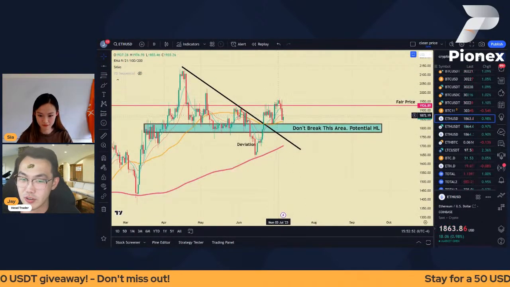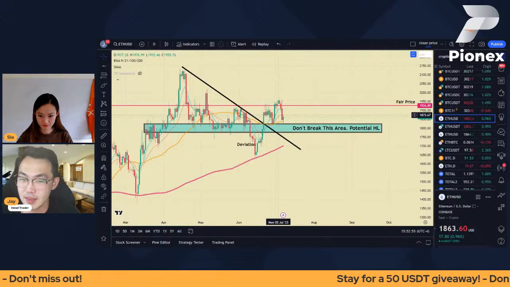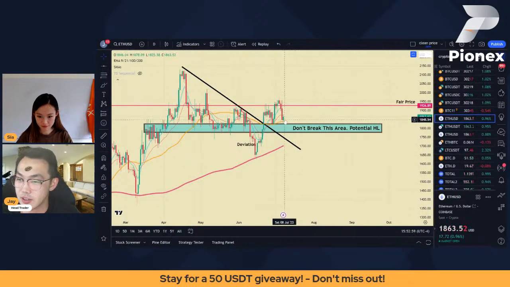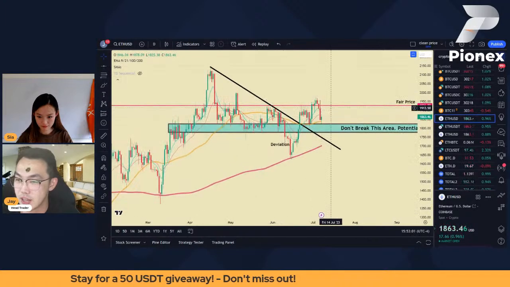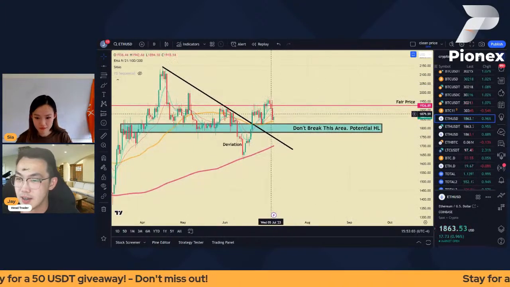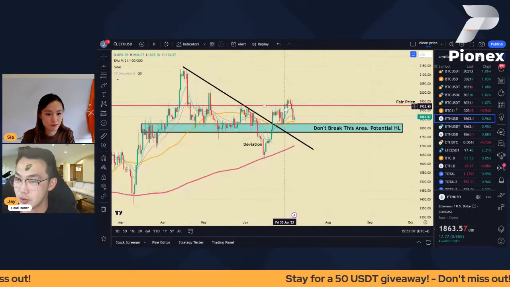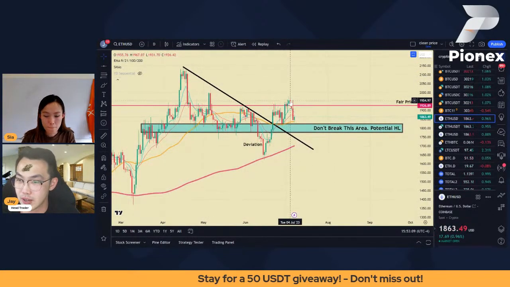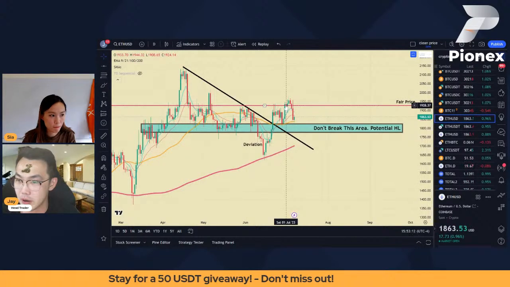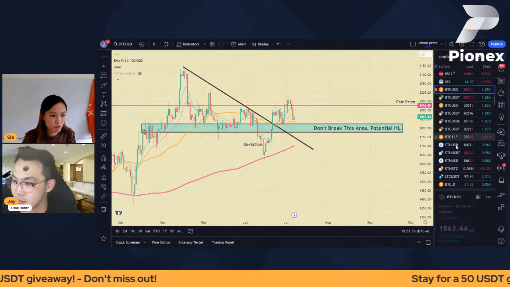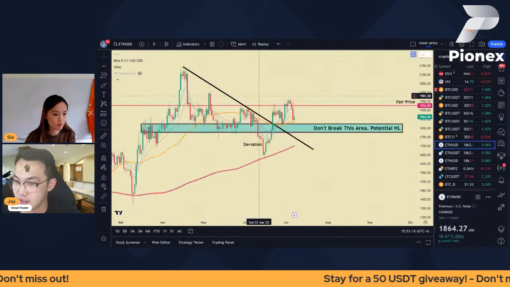So right now it's still in kind of a ranging condition, just like Bitcoin, but of course it is not as strong right now. For Ethereum, last week I really thought this was going to break out. I was long Ethereum all the way like here. I actually didn't even see this big drop yesterday. This is a pretty big drop.